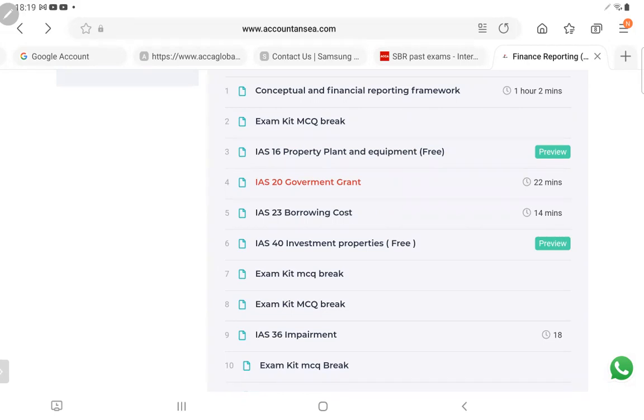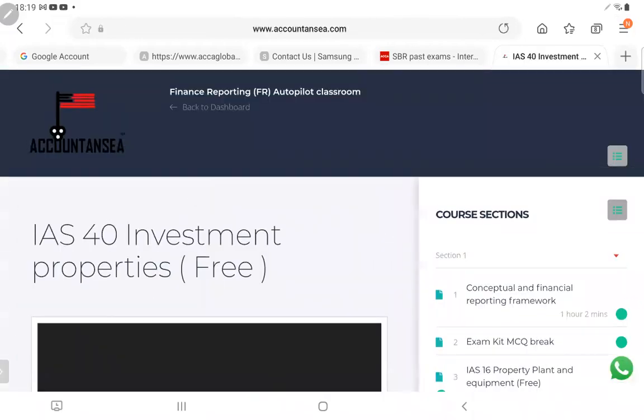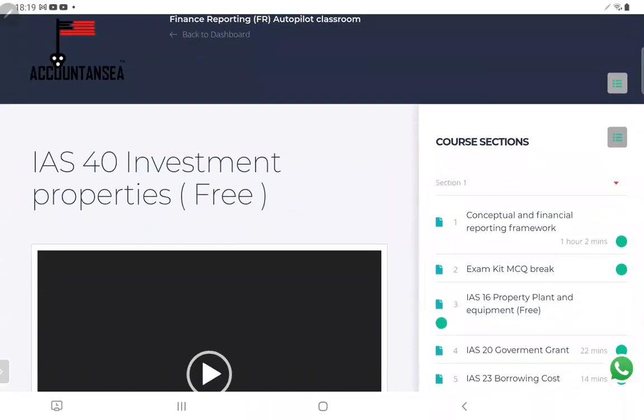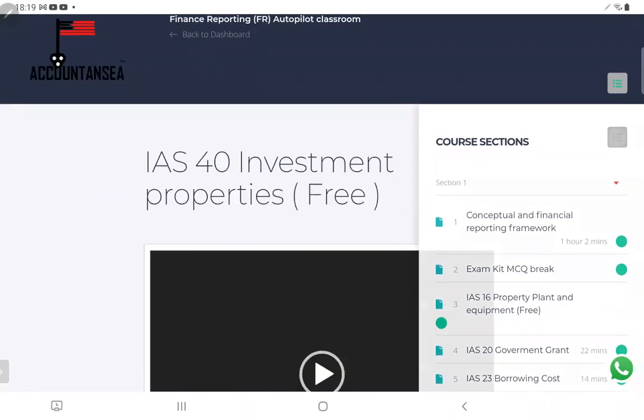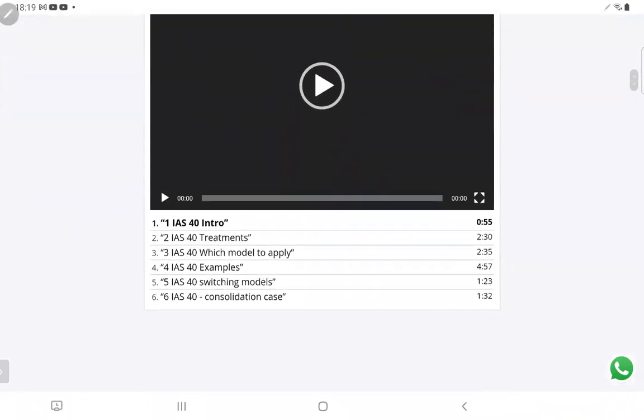Then again, we have the next standard, IAS 40 investment properties, which, as you can see, is mentioned free. Click on the preview. Once again, you see the core sections. You need to close out the core sections, and you can watch any video after it. Again, you can see I have broken down the standards into several videos. Like that, every topic is done in a similar way.